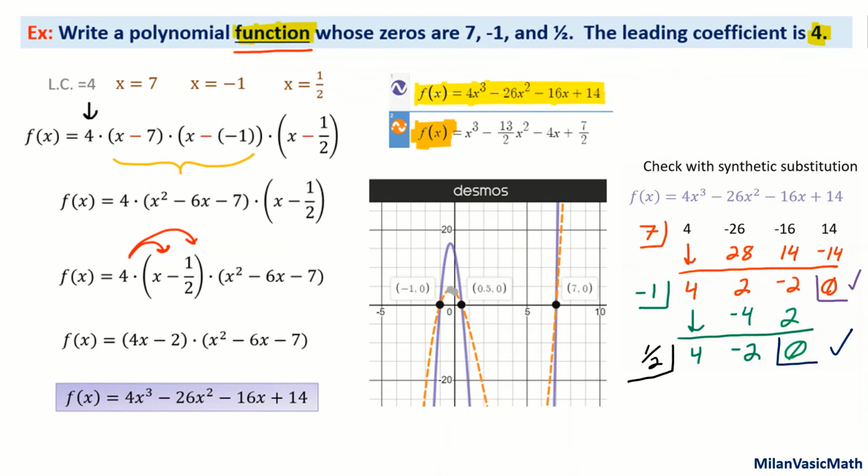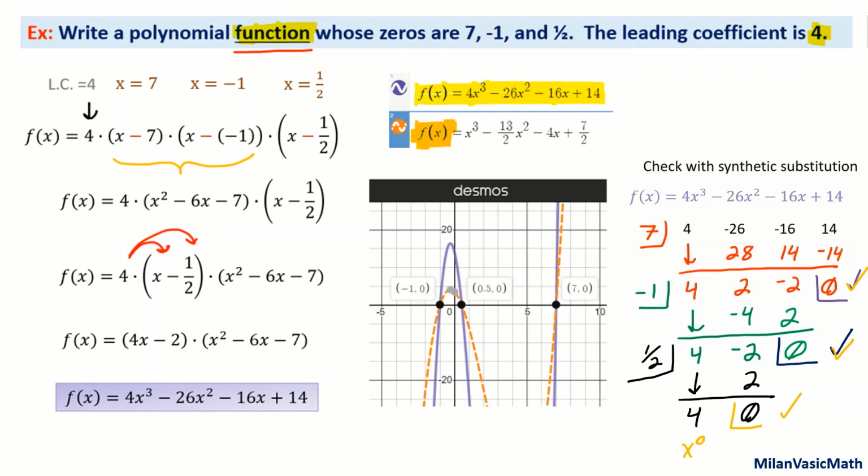Okay, same thing as before, bring down the 4. 1/2 times 4 gives me 2, and then negative 2 plus 2, I get 0. So that confirms all my zeros worked out, and I'm left with a 4 at the beginning, but that just represents the leading coefficient. And in its current state, that would be like the constant.